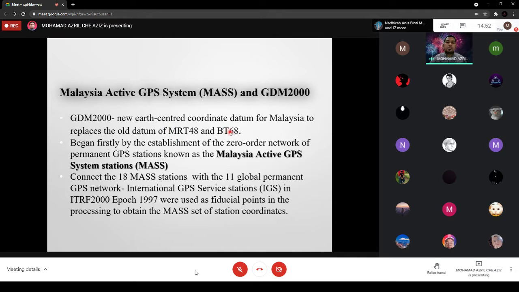Okay, so if you have the data that you require, you required to have it in GDM 2000, but the data refers to the datum MRT 68. So your task as a surveyor, you need to know, if you want to convert from MRT 48 to GDM 2000, that we call a datum transformation. You will have the datum transformation on page 34 if you look at your reference book.